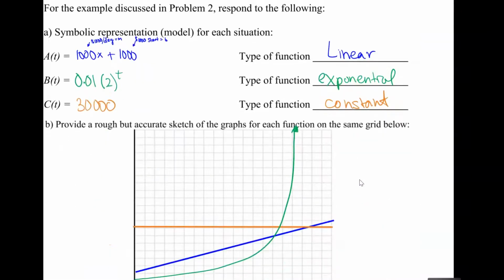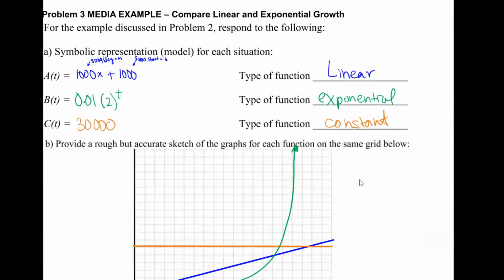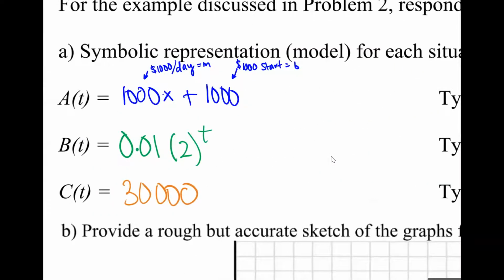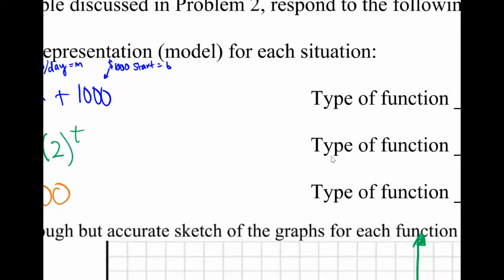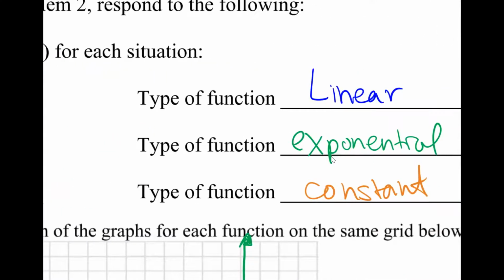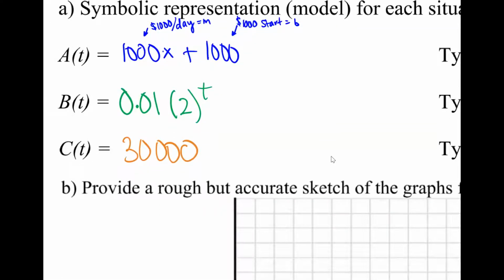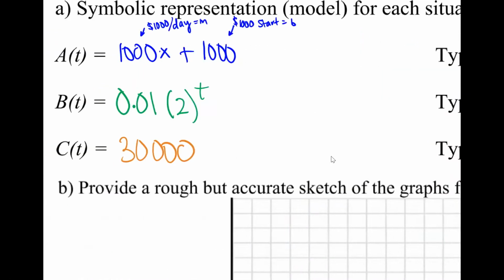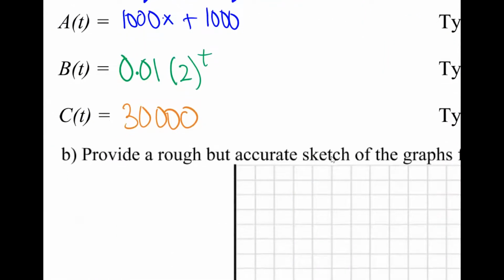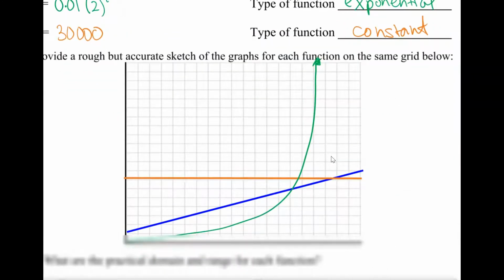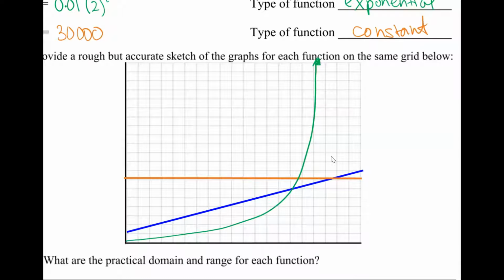Okay. So we're going to compare these 3. So the symbolic representation is a model for each situation. So A of T, remember, you start with $1,000 and then get an additional $1,000 per day. Right, so this is a linear function. Go ahead, write that down. Let's do C of T next. All right, so you get 30,000 on the spot. That is a constant function. You are done. But B, this is the equation, 0.01 times 2 to the t power, because this is an exponential function. Right, this is what the graphs of these would look like.